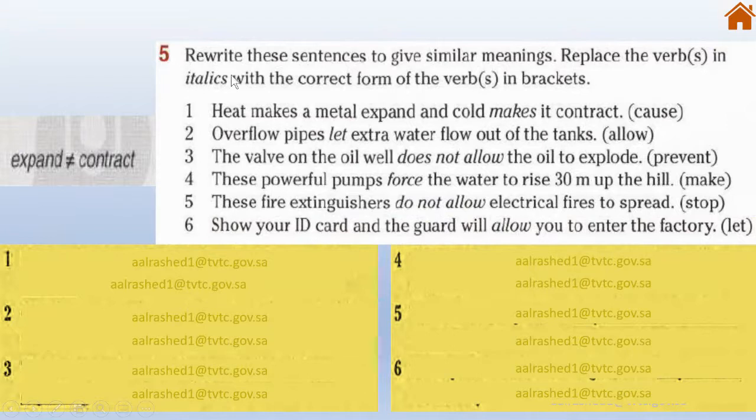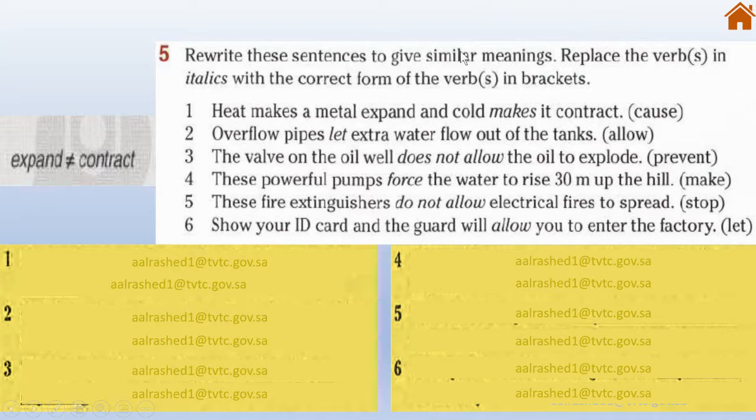So in 5, we need to write this sentence to give similar meaning. Replace the verbs in italics with the correct form of the verb in brackets. Okay, so we need to change this verb using this verb in the brackets. And bear in mind, some verbs need to add "to", while others we don't need to add "to". Let's see the first one.